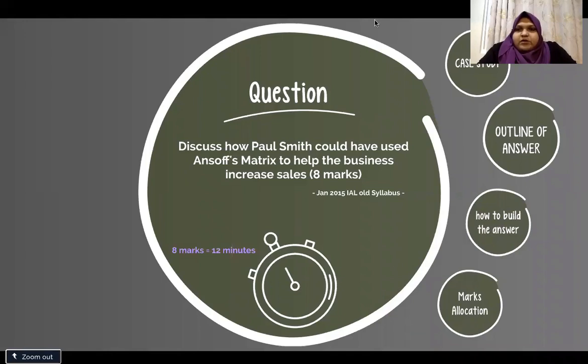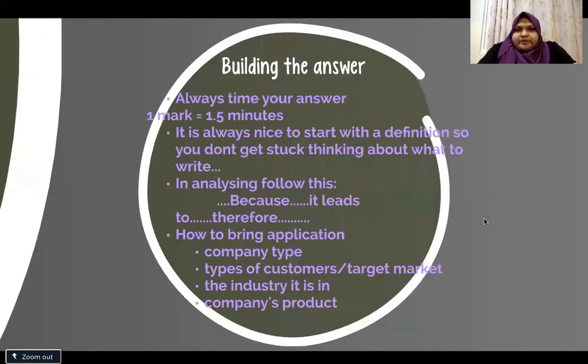Now, let's have a look at how to build the answer. Building the answer is the key to actually getting the marks. Always time your answer. Like I said before, 1 mark is equal to 1.5 minutes, so it is always important to time. So take a watch to your exams. It's very, very important. Now, how to start?